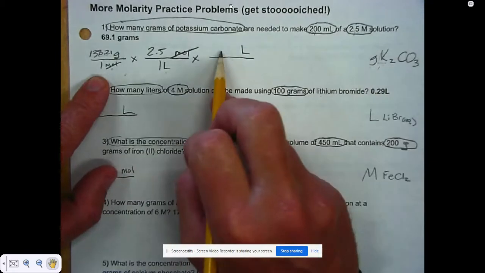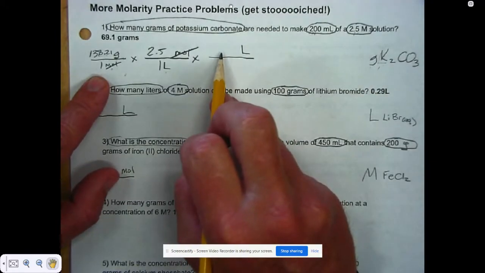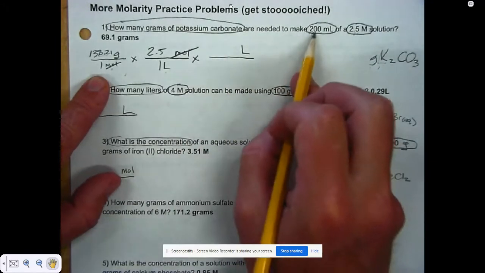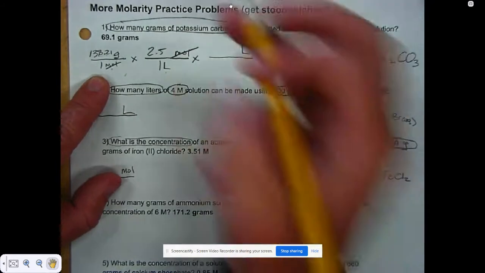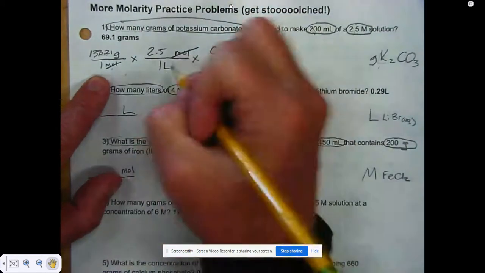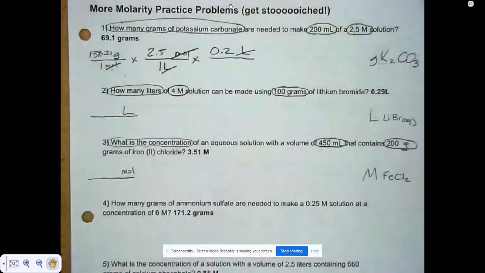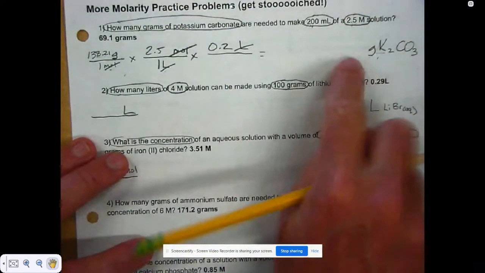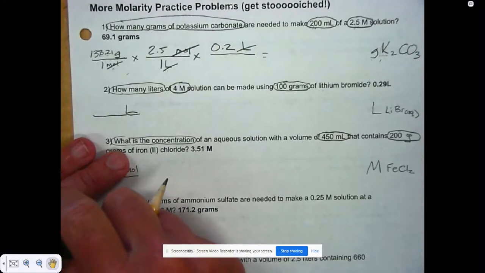If I write 200 right here, is that going to work for me? No. I'm going to need to convert that into liters. So I'm going to need to say that that's 2/10 of a liter. And then liters is gone, and then I'm good to go. We'll calculate that in a second and see if we get the right answer.